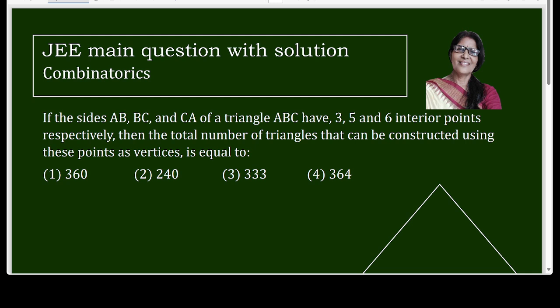Today we have taken a JEE Main question which is based on combinations. If the sides AB, BC, CA of a triangle ABC have 3, 5, 6 interior points respectively, then the total number of triangles that can be constructed using these points as vertices is equal to, four options are given: 360, 240, 333 and 364.